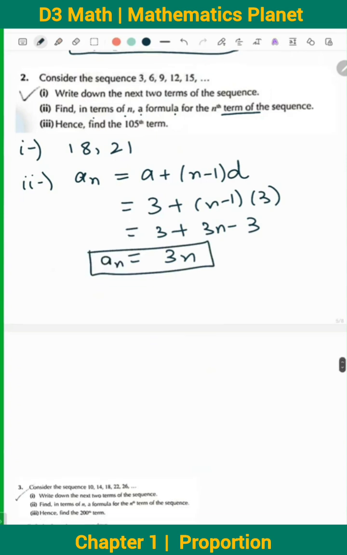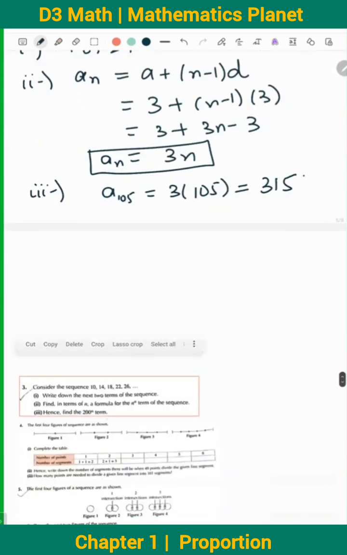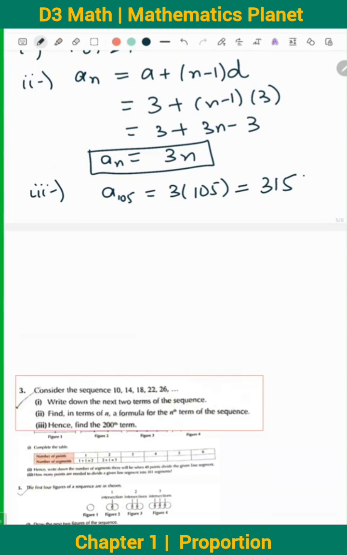Okay. Now the third part is to find the 105th term. So how to find it? Just put 105 instead of n. 3 times 105. So what will you get? Everyone participate. 3 5s are 15. 5, 0. 315. Very good. Okay, keep on participating, everyone.